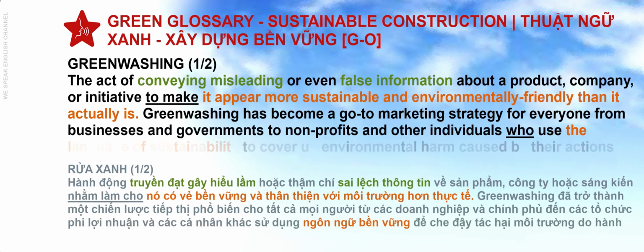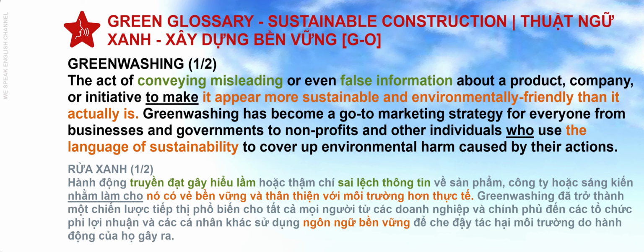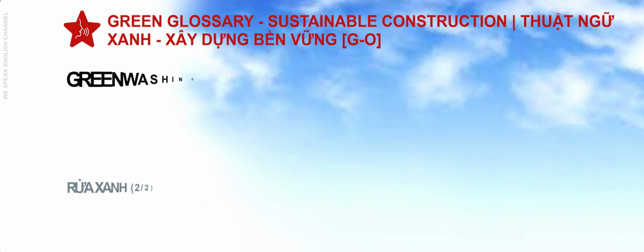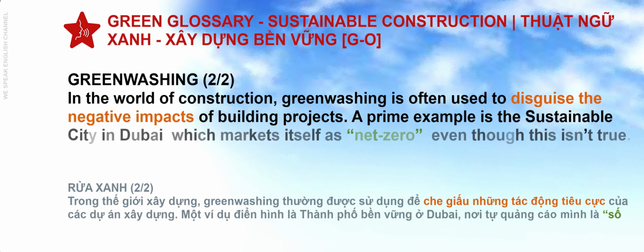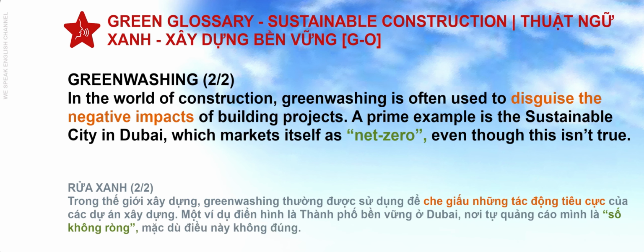Greenwashing. The act of conveying misleading or even false information about a product, company, or initiative to make it appear more sustainable and environmentally friendly than it actually is. Greenwashing has become a go-to marketing strategy for everyone from businesses and governments to nonprofits and other individuals who use the language of sustainability to cover up environmental harm caused by their actions. In the world of construction, greenwashing is often used to disguise the negative impacts of building projects. A prime example is the sustainable city in Dubai, which markets itself as net zero, even though this isn't true.